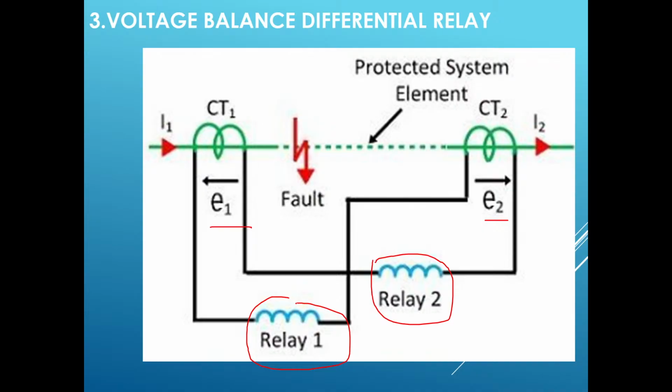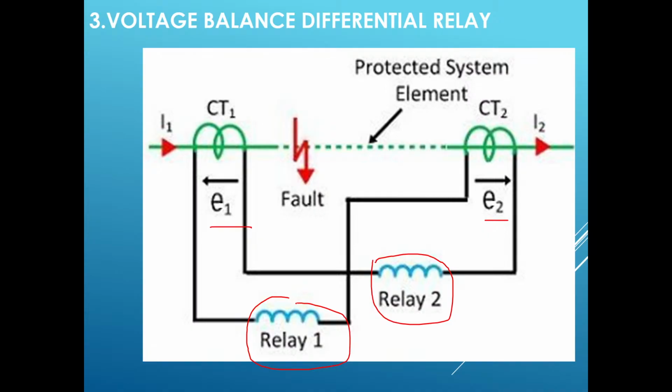Okay. And the relays are connected in series with the secondaries of the CTs, current transformers. Relay 1 and relay 2, which are shown in this diagram, are connected in series to CT1 and CT2. These relays are connected in such a way that no current will flow through them under normal operating conditions.